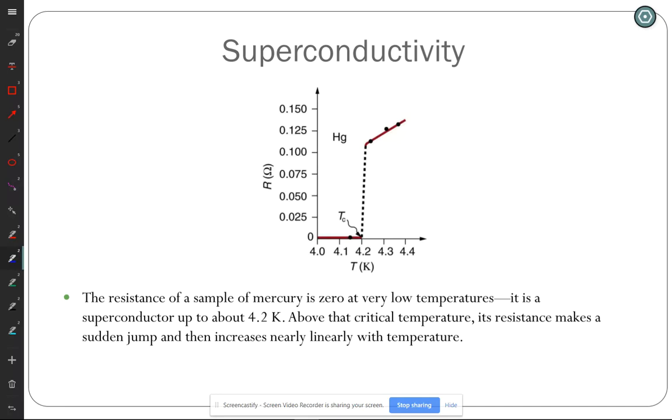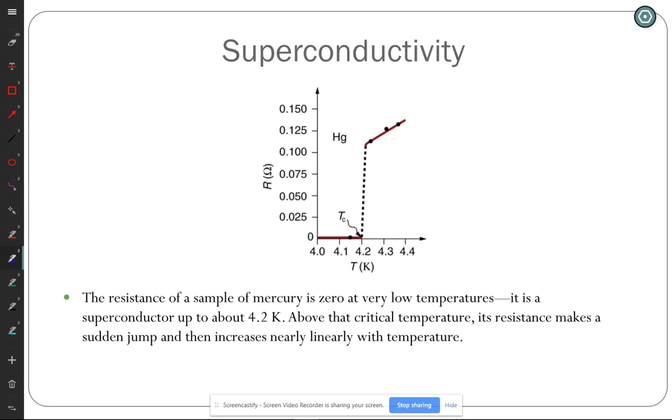Superconductors are materials that have virtually no resistance. So this graph here is showing resistance as a function of temperature for a superconductor. And what you see up there is at very low temperatures, the resistance is really, really low. But then when you get up to a temperature that we call the critical temperature, all of a sudden that resistance jumps way up.